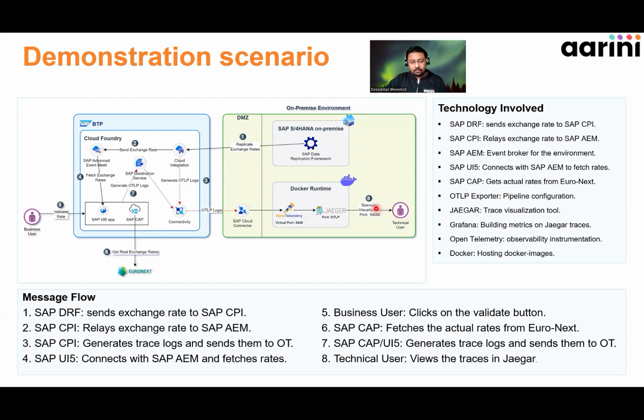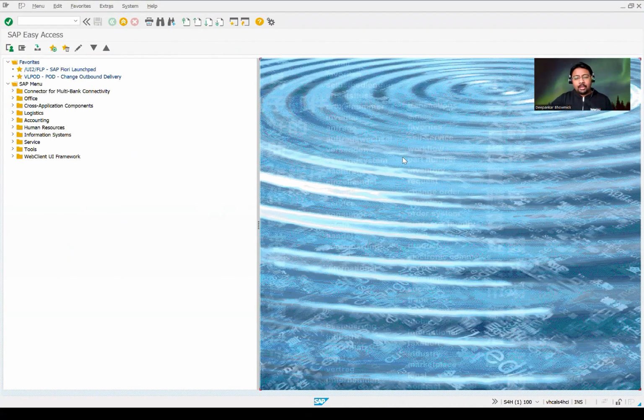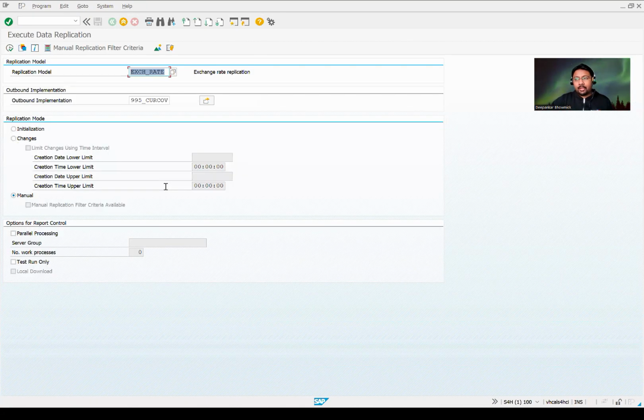Hope the first part is very clear, right? So let's go to the second part. Now let us dive into the demo. For that, let's log in to SAP first, and all the configuration of DRF is already completed. I will not show everything because that will make the video extremely long. But all the DRF configuration is already completed, and it is already connected with SAP CPI, right?